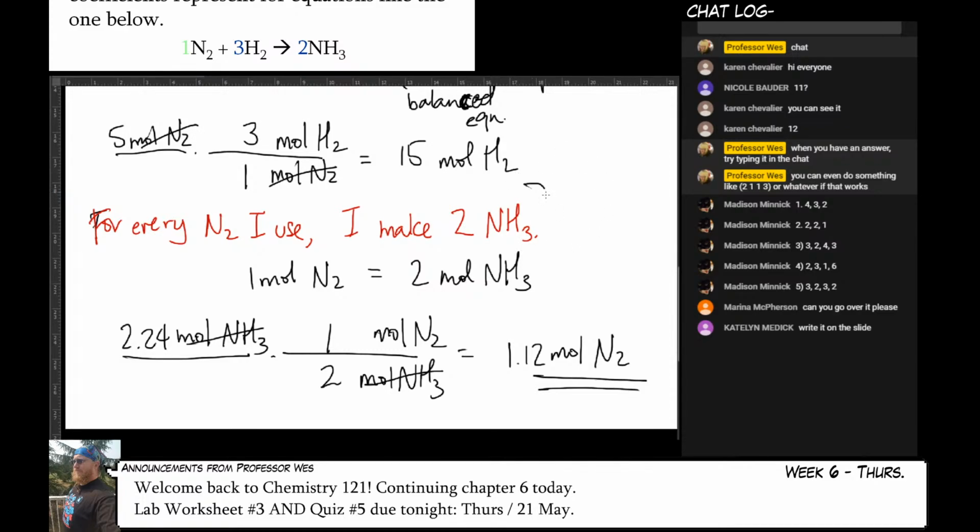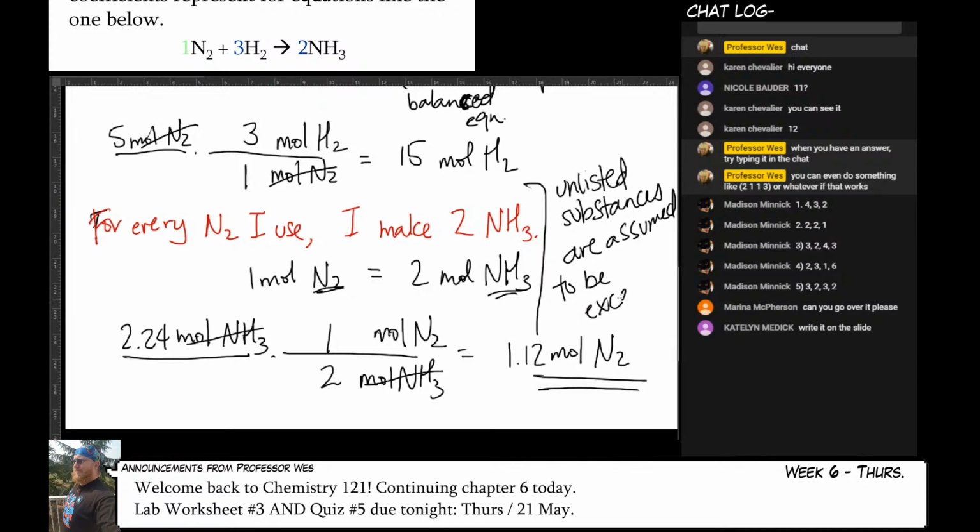Now, for the substance that is not used, here I used nitrogen and then ammonia, but hydrogen is involved. If the substance is unlisted in the problem, then they are assumed to be what is known as excess. If something is in excess, it means it's abundant and you have all of it that you would need. So you won't run out and the reaction will stop. What will run out first will always be the substance that you are given.